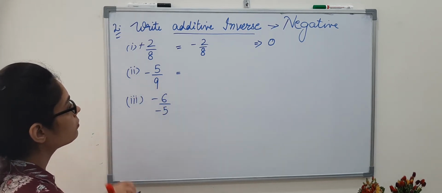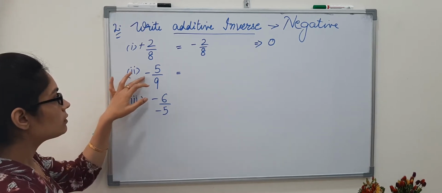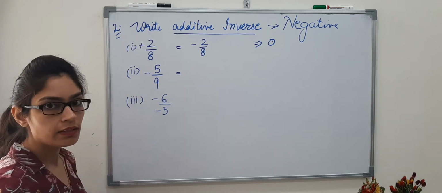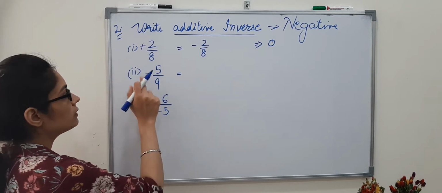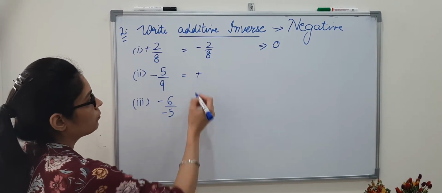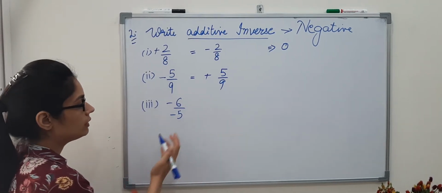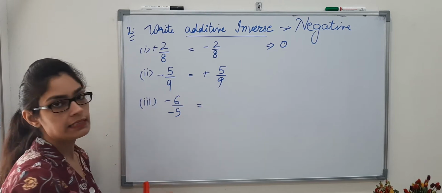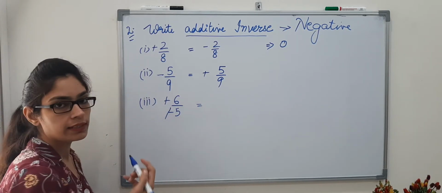Now let's do the second. Your second part is minus 5 by 9. See, this number is given with the minus sign. So for additive inverse, I told you, you always have to take the opposite sign. If minus is written, you will write plus and the number will remain the same. Here two minus signs are given. They have given two minus signs just to confuse you. See, minus and minus sign will get cancelled.